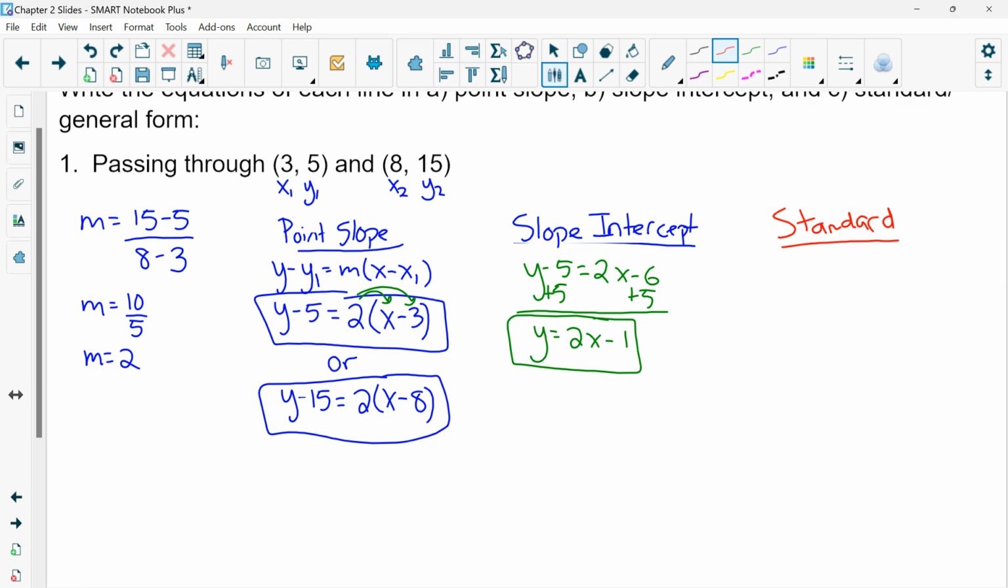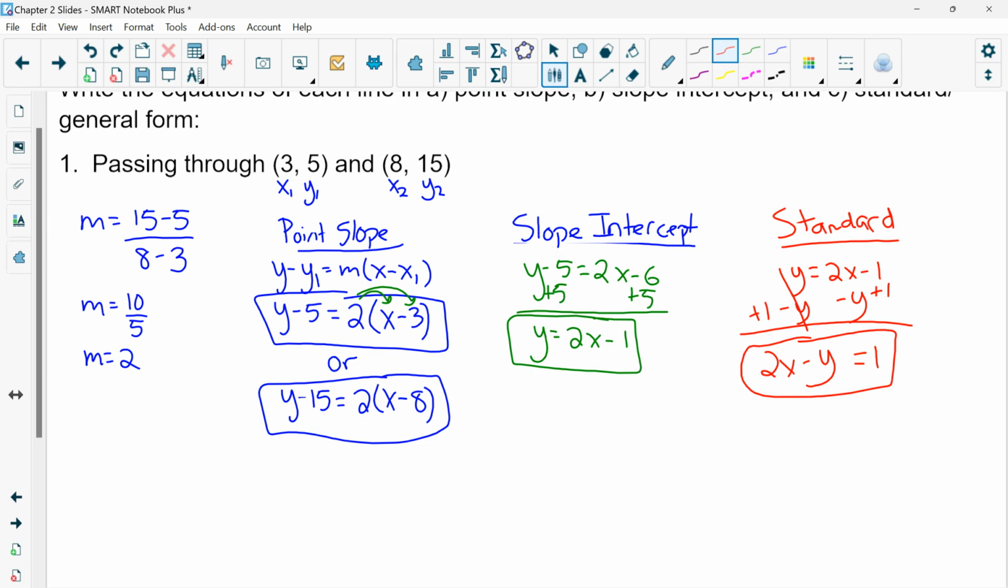So in standard form, if I start out with y equals 2x minus 1, again, I want my x and y on the same side. I want my coefficient of x to be positive. So right now, my coefficient of x is positive. So I'm going to subtract y, and I'm going to move the 1 to the other side. So that would cancel out my y's, and I'd have 1 on one side, and then I'd have 2x minus y on the other.